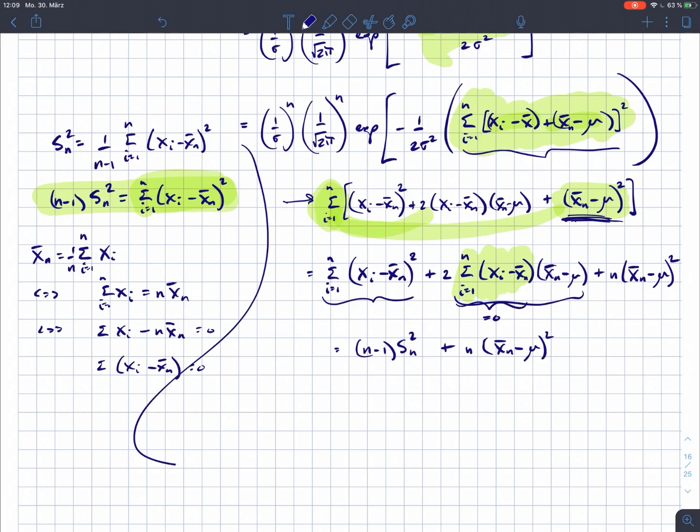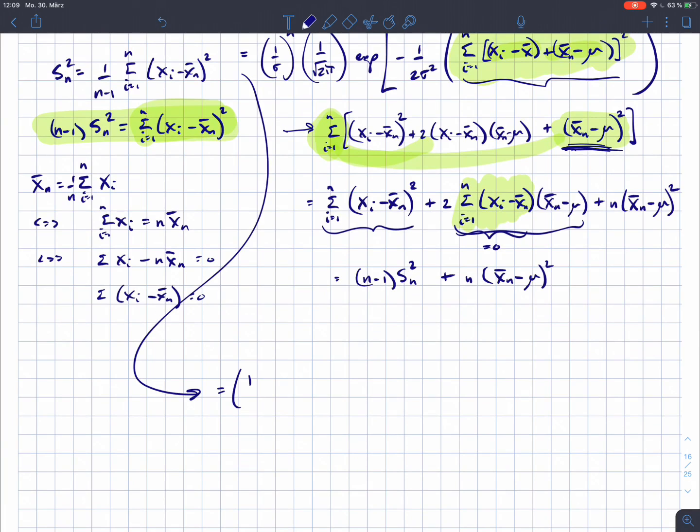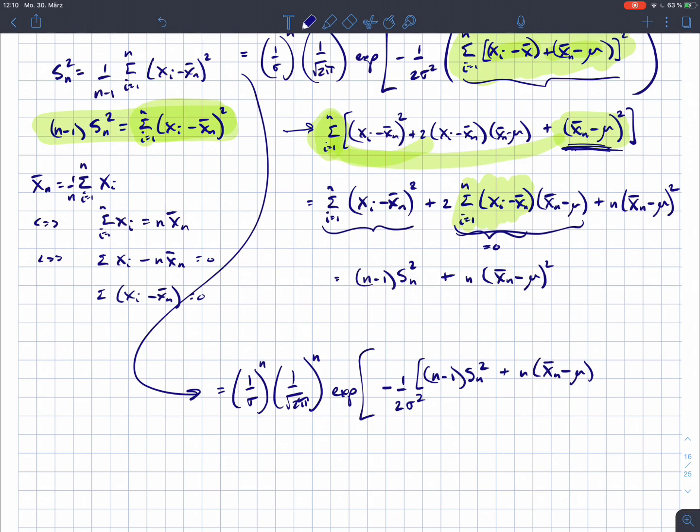So let me come all the way down and write finally 1 over sigma to the power n, 1 over root 2 pi to the power n, e raised to the negative 1 over 2 sigma squared times [(n minus 1) Sn squared plus n (x bar n minus mu) squared].